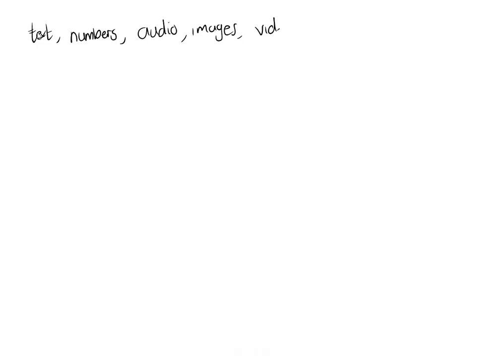So these are all particular types of what we call multimedia. So these are types of multimedia that we want to be able to model in a computational process. So the title of this lecture is called Data Representation.